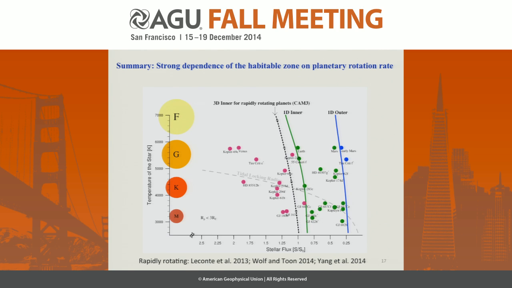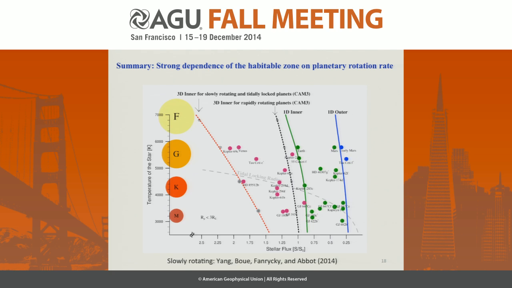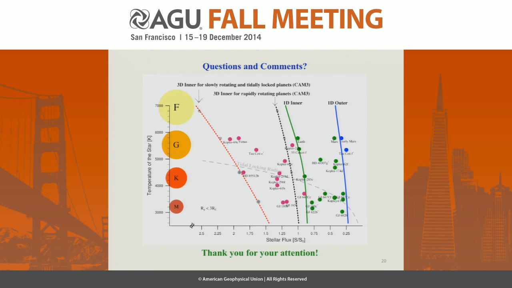If we further investigate the slow rotating planets, we found that the inner edge moves even closer to the star. This means that a lot of exoplanets which were thought too hot may be habitable if they rotate slowly or are tidally locked. So, questions and comments. Thank you for your attention.